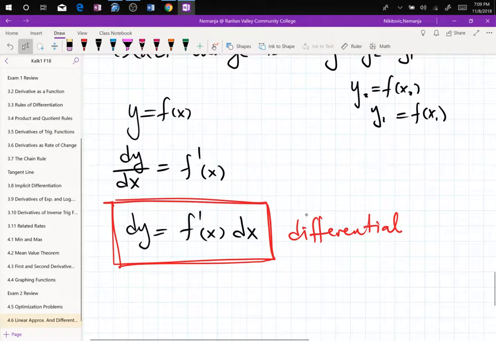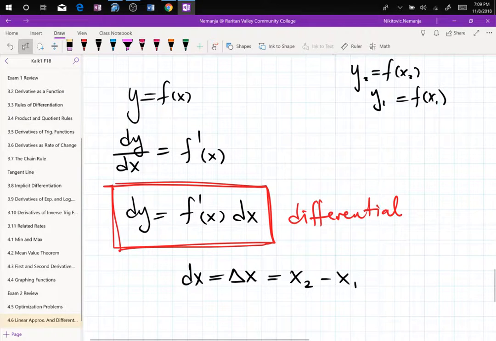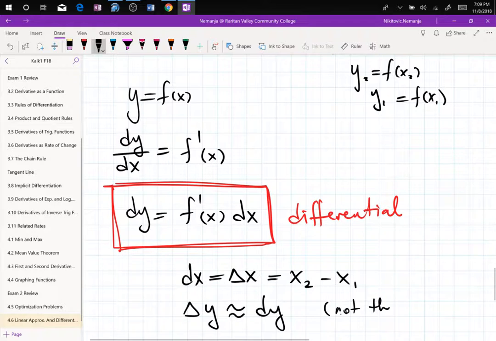Now, we have to be a little bit careful with the things that are inside. First, dx is the same as delta x, which is actually x2 minus x1. So these are equal signs in there. Delta y is approximated by dy. They are not the same. Not the same. But they're close. So this is why, instead of calculating the exact change, I can calculate differential, which will approximate that change. And differential is this dy that I've been talking about.